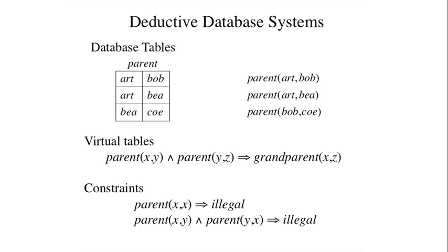And it can be used to encode constraints on databases, such as this constraint that people cannot be their own parents, or this second constraint that people cannot be the parents of their parents. Automated reasoning techniques can be used to compute new tables and to detect problems and to optimize queries.